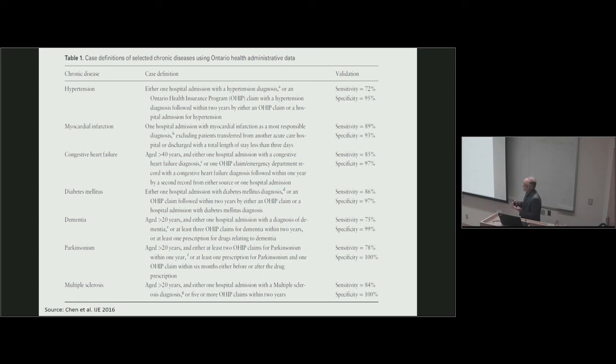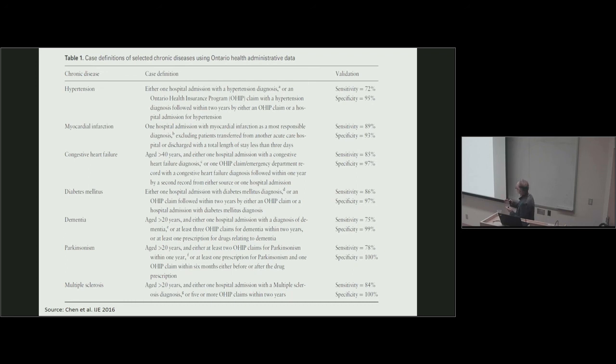And so what we do is we create algorithms of combinations of healthcare billing outcomes that we think are going to predict whether you have diabetes or not. In diabetes, we have either one hospital admission with diabetes or an OHIP claim followed within 2 years by either an OHIP claim, OHIP is the Ontario Health Insurance Program, or a hospital admission with diabetes or something like that. So we have these different combinations.